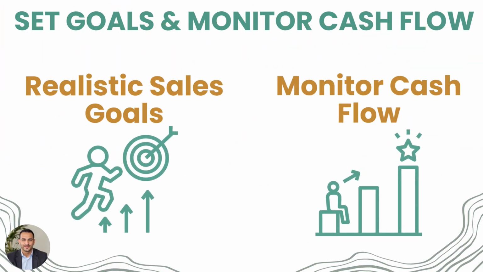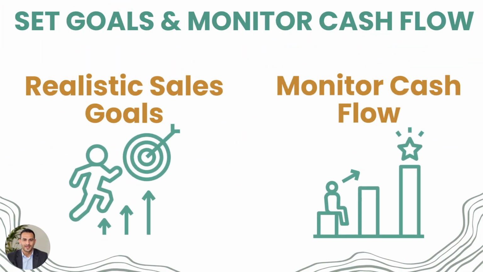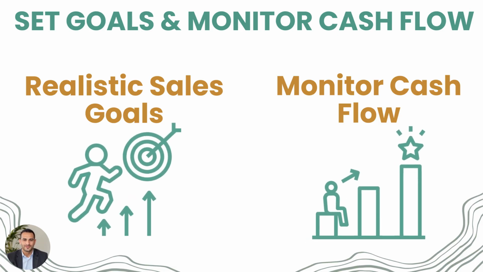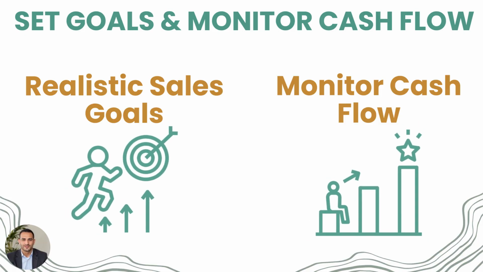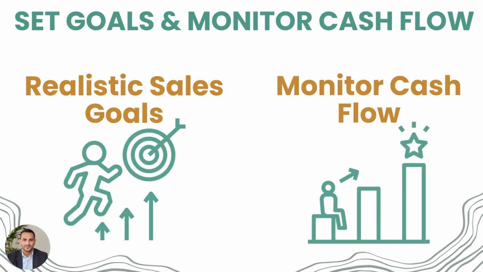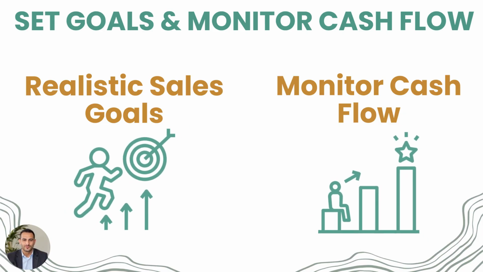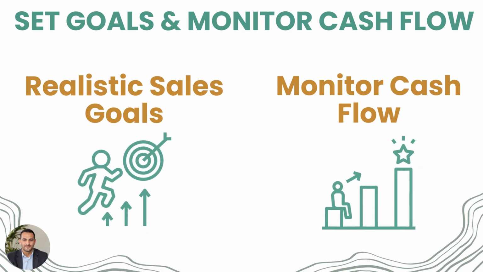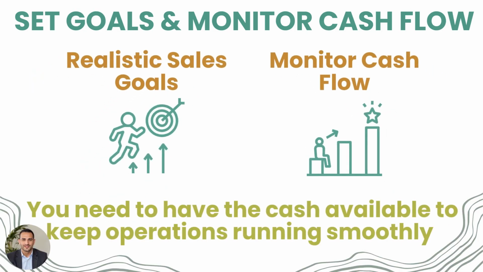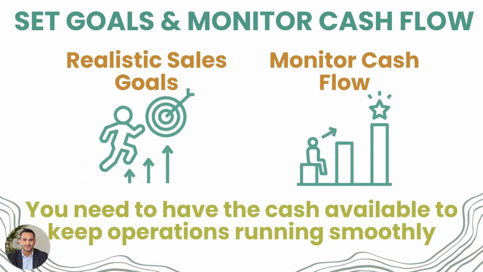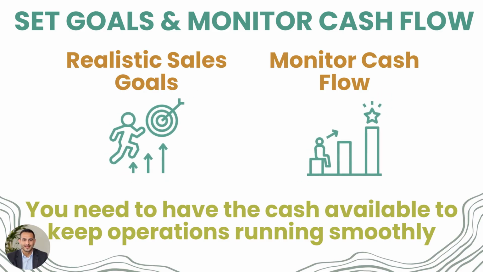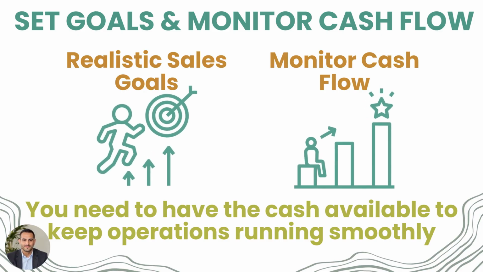And finally, Part 6, Set goals and monitor cash flow. Now that you know your break-even point, you can set realistic sales goals and monitor cash flow more effectively. This helps you stay proactive rather than reactive, especially during slower months or periods of growth. Remember, being profitable on paper isn't enough. You need to have the cash available to keep operations running smoothly. That's why monitoring cash flow is just as important as setting financial goals.